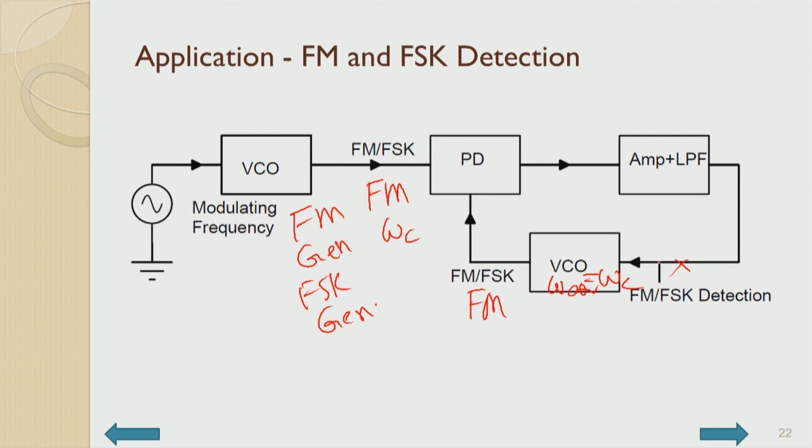So we have here the FM detected or FSK detected output. If this is a sine wave of a certain frequency, a sine wave of the same frequency with the same deviation has to be produced here. So we have recovered the modulating frequency at this point. So FM detection can take place. We have seen in our system design lecture how a feedback can perform the inverse function. If an FM generator is put in the feedback path, it actually does FM detection.